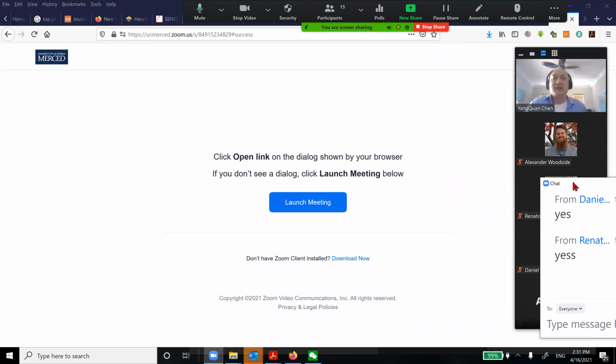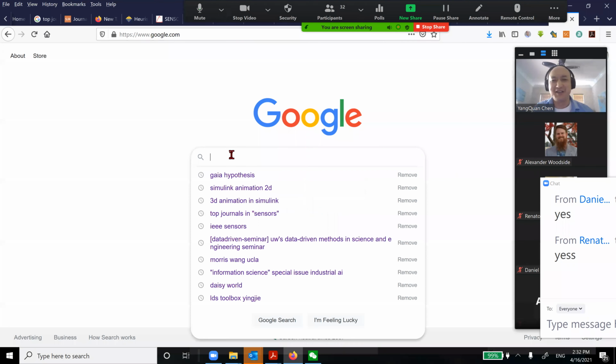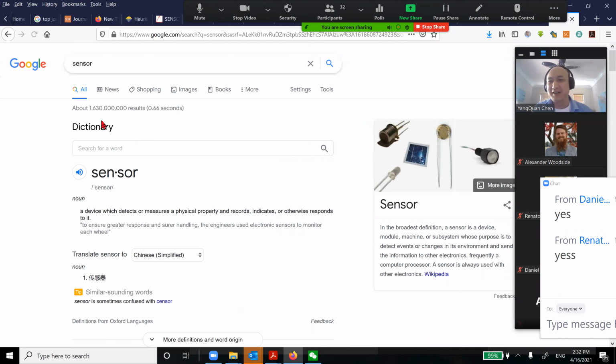So today we are going to start our sensor. Okay. So sensor is a very wide topic. So I just give you a feeling. Let's go to Google. Okay. So let's put the sensors here. Okay. How many? That's a lot. 1.6 billion sensors. Okay.